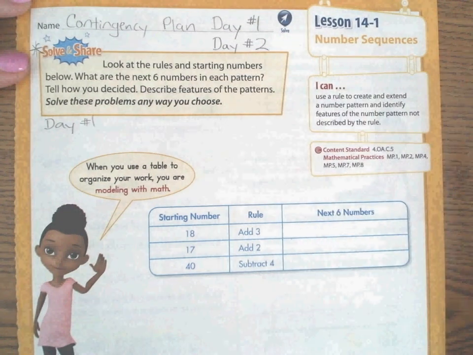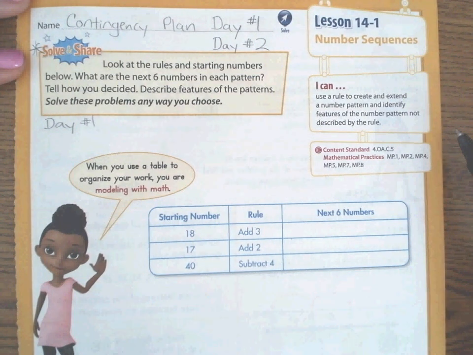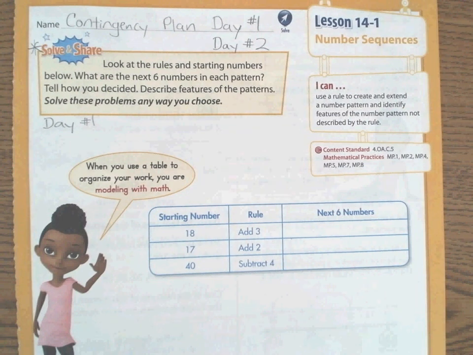We will be doing lesson 14-1, number sequences, and our I can statement is, I can use a rule to create and extend a number pattern and identify features of the number pattern not described by the rule. So what we're going to do is take a look at the solve and share here. It says look at the rules and starting numbers below. What are the next 6 numbers in each pattern? Tell how you decided. Describe features of the patterns.